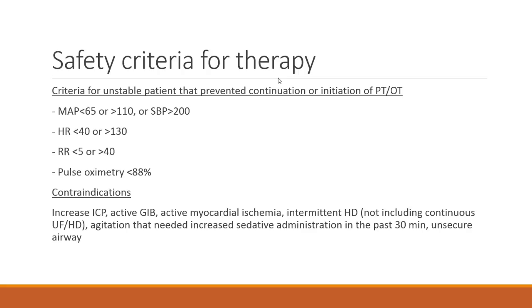This was the safety criteria that was used for therapy, because again, it matters to think through which patients we can protocolize to getting physical therapy, as opposed to having a physician determine when the patient should get it. And so this was the criteria that they used. They used a MAP blood pressure of less than 65 or greater than 110, or systolic blood pressure of greater than 200, heart rates of less than 40 or more than 130, respiration rate less than 5 or more than 40, saturations below 88%, and these were the contraindications that they had listed. So increased ICP and active GI bleed, active myocardial ischemia.